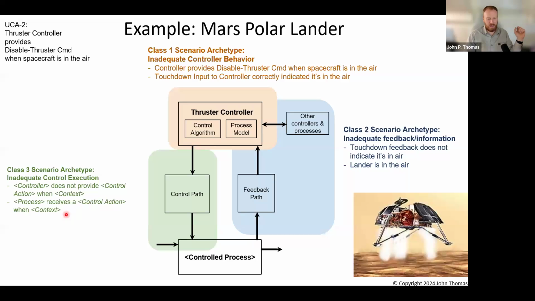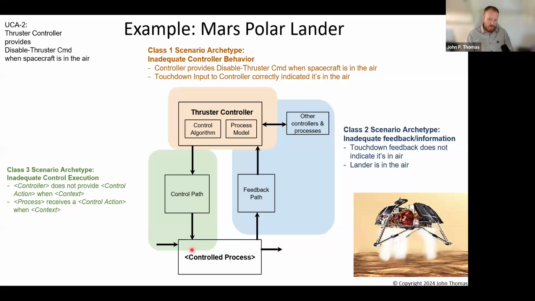But it didn't work. The process somehow receives a control action. Which one? The disable thruster command. Receives the disable thruster command when spacecraft is in the air. That's our scenario. Our controller didn't do it, but somehow this guy receives the control action in context. Now, in the security world, this could be a number of different things, spoofing. Look at if there's wireless communication or an override that can be sent.